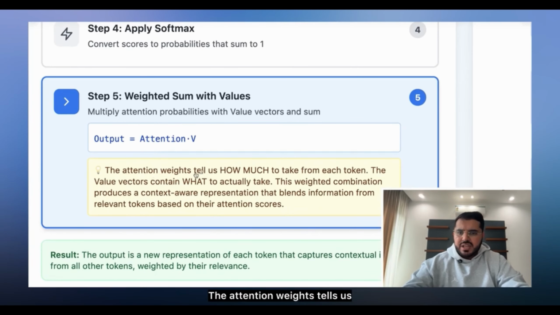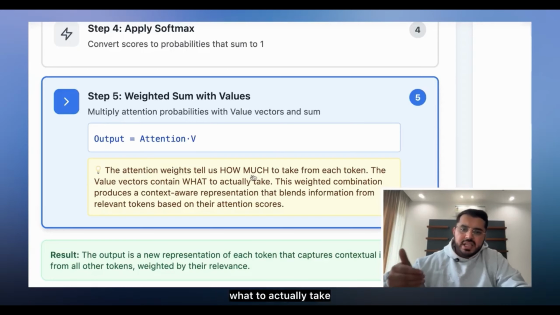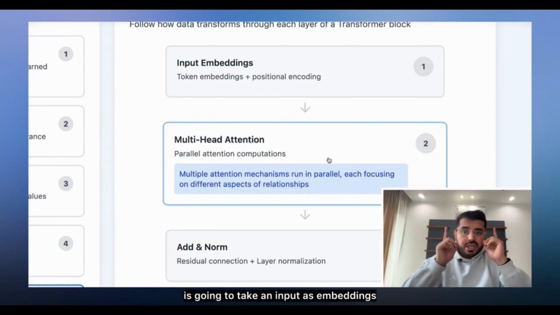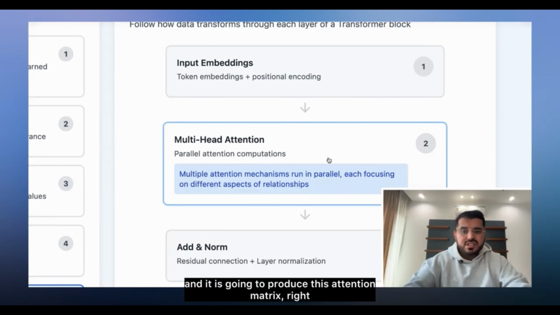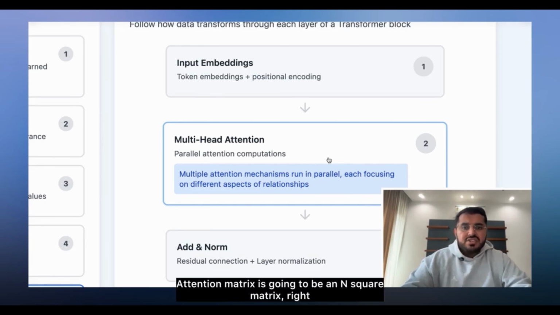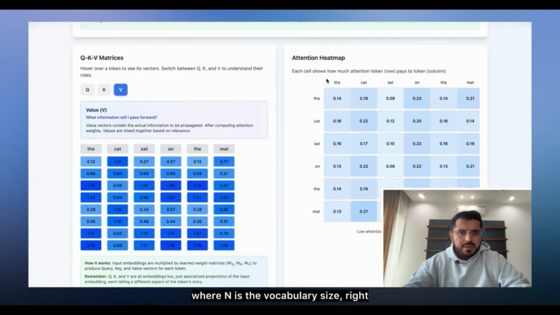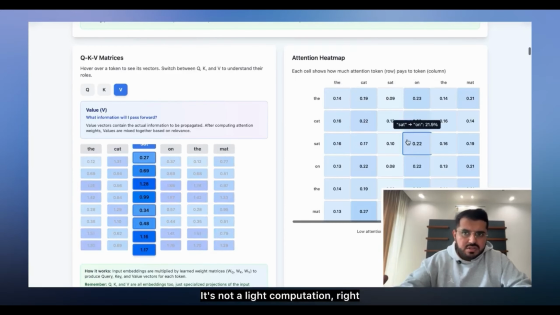The attention weights tell us how much to take from each token. The value vectors contain what to actually take. The attention sublayer is going to take an input as embeddings, and it is going to produce this attention matrix, right? The attention matrix is going to be an n square matrix, right? Well, let's say where n is the vocabulary size, right? So it's a very heavy computation. It's not a light computation.